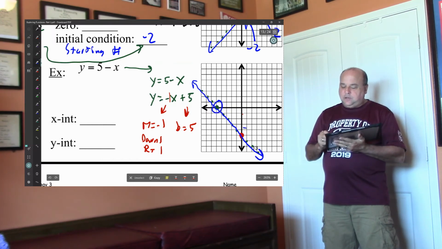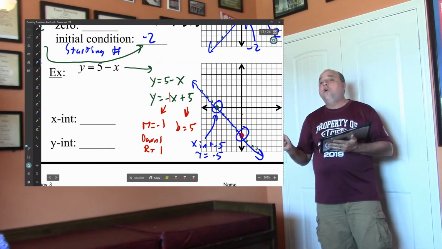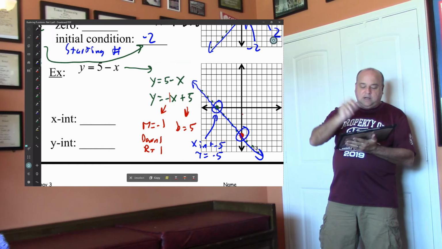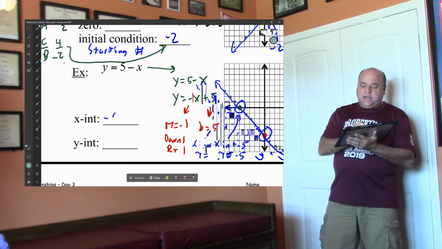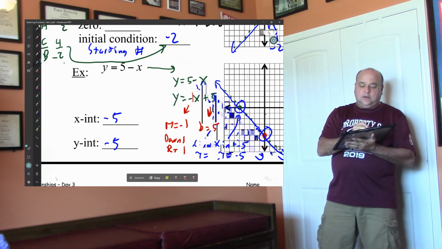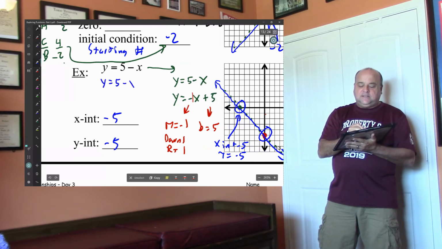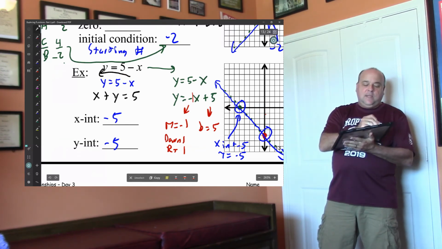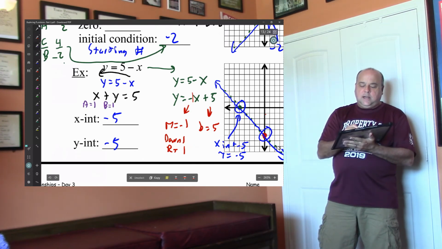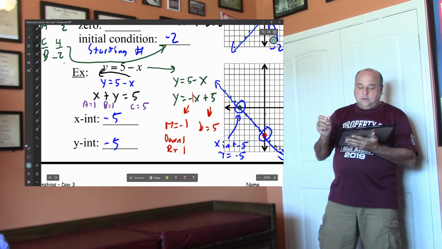Circle your x-intercept and your y-intercept. My x-intercept is -5 and my y-intercept is -5, isn't it? Now then, let's go over here. The x-intercept's -5. The y-intercept's -5. Let's switch this to standard form. So write down y equals 5 minus x, and the x has to go first, doesn't it? So write down x plus y equals 5. That means a is equal to 1, b is equal to 1, and c is equal to 5, isn't it?